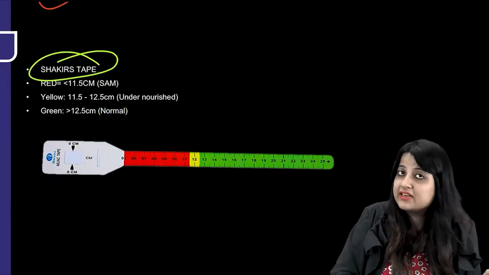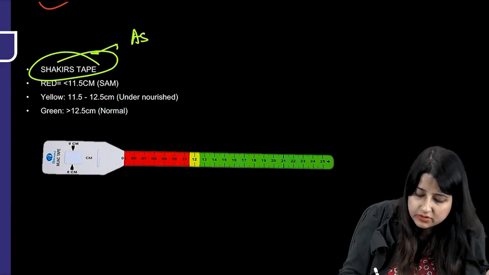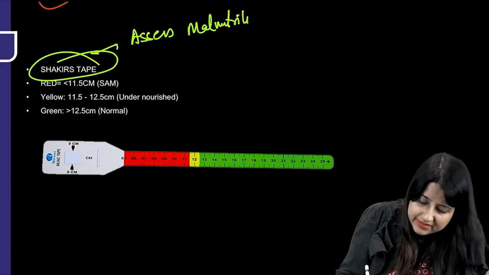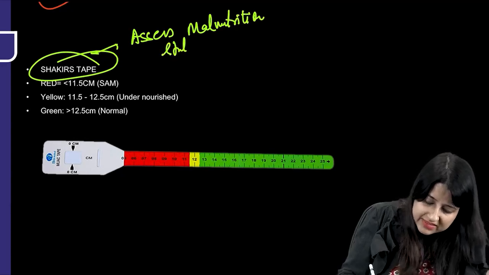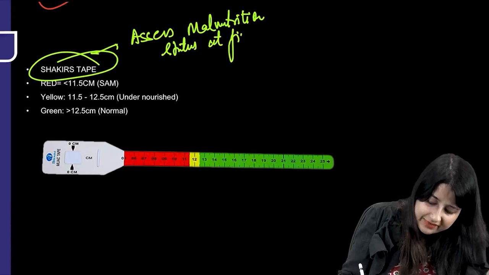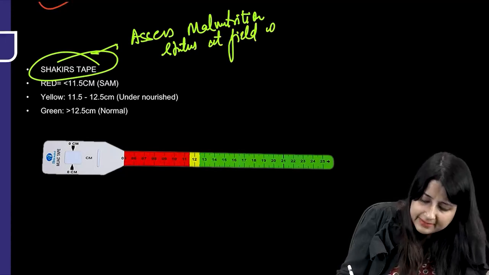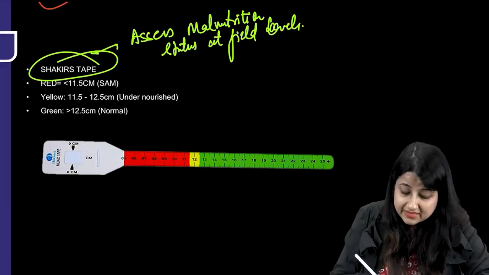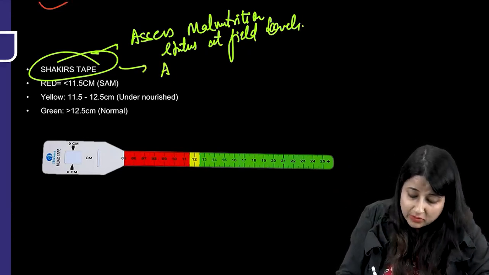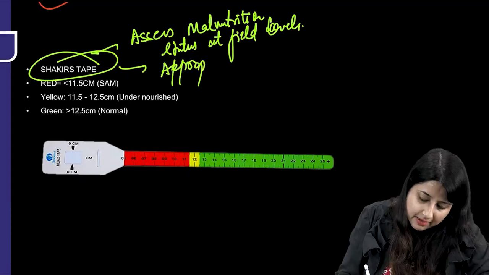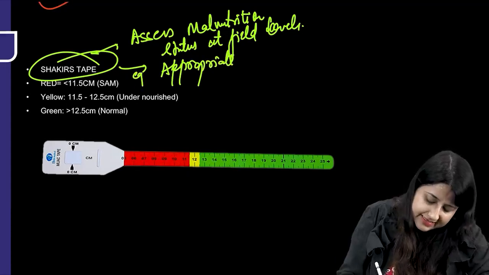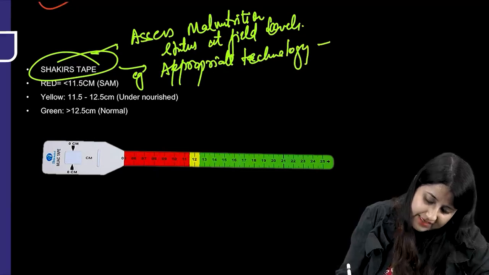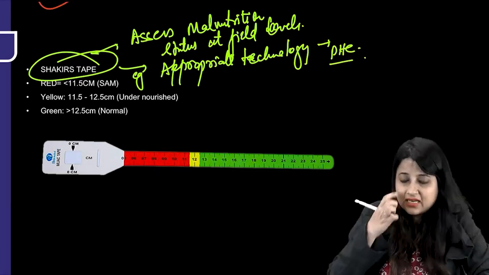Then you have another thing, Shakir's tape. This is also used to assess malnutrition status at which level? This can also assess malnutrition status at field levels. So it can be used by healthcare workers to assess the malnutrition status. If you remember, this is an example of appropriate technology, one of the principles of primary health care.